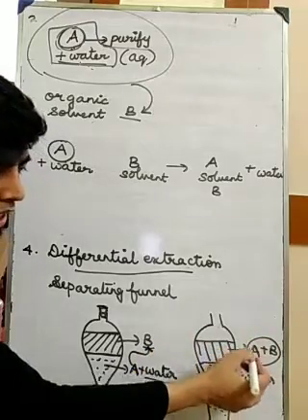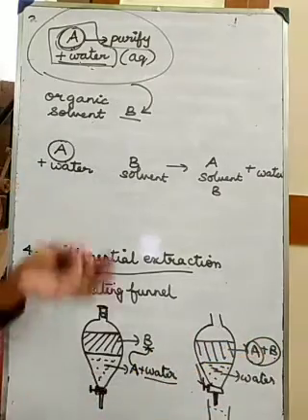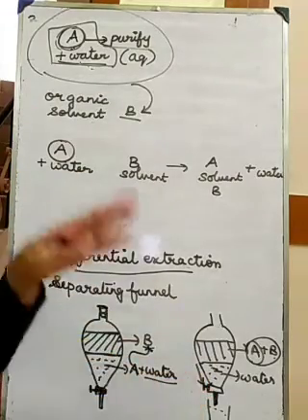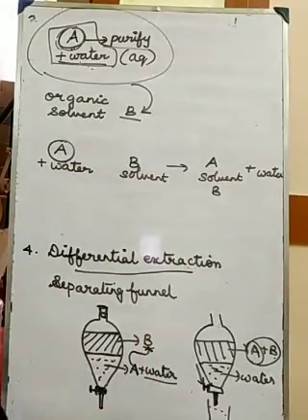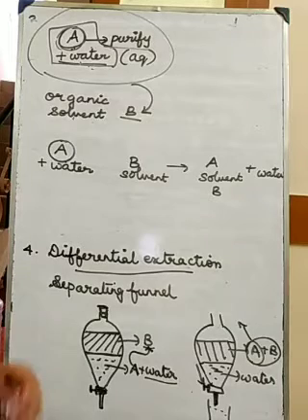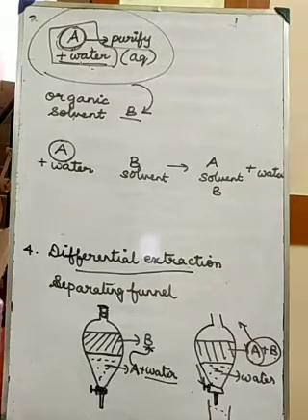Later you can separate this A from B with the help of any one of the distillation processes. So you will get the pure form of A. Understood what is differential extraction? You should use a suitable solvent to extract. Understood? So now what is the last method?